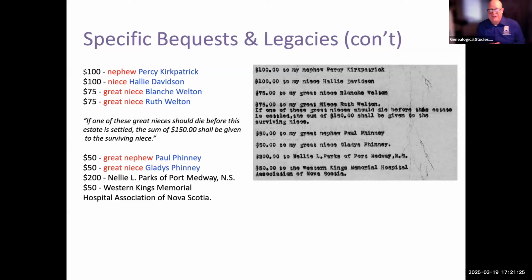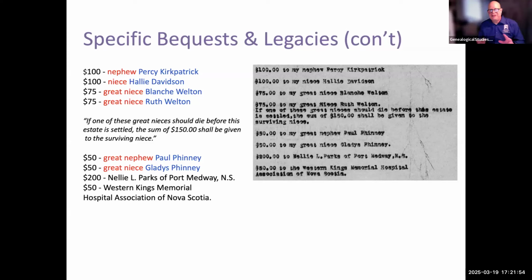Now we bring in the family. There's a lot of them here, but this is the genealogical gold. So you see those specific amounts, $100, $100, $75, so on. And you see the names, but what do you see before the names? You see their relationship to her, right? So nephew, Percy Kirkpatrick, niece, Haley Davidson, grandniece, Blanche Welton, great niece, Ruth Welton.